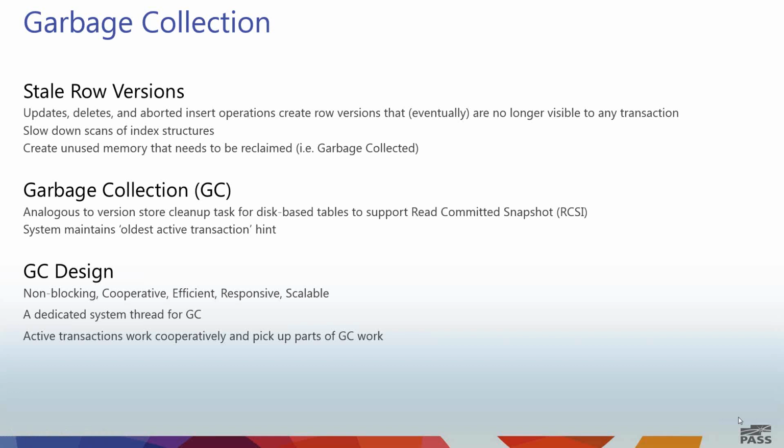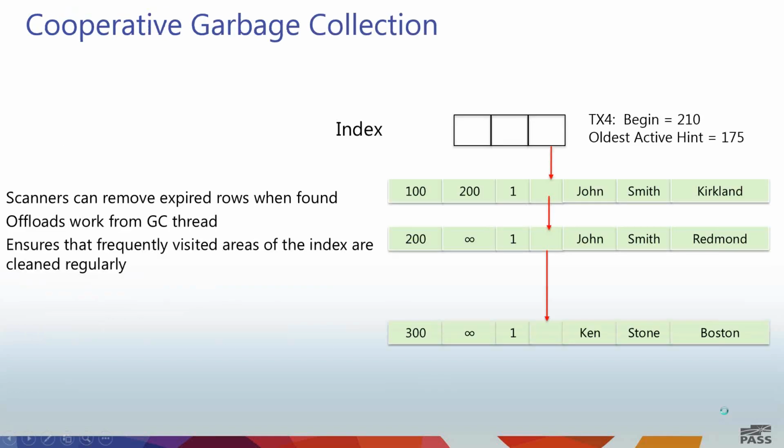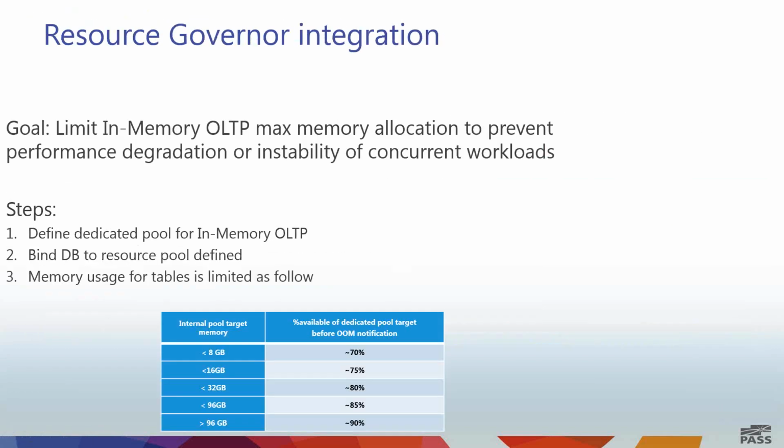Instead, I want to go to the slide on resource governor integration. The goal here is to limit the maximum amount of memory that is used by in-memory OLTP to prevent performance degradation or instability of other workloads in the system. You can imagine if you also have disk-based tables in your database, you may need the buffer pool as well as some query execution memory for that. And also if you have a multi-tenant scenario with multiple databases in the same system, you will want to limit the memory allocation for the individual tenants.